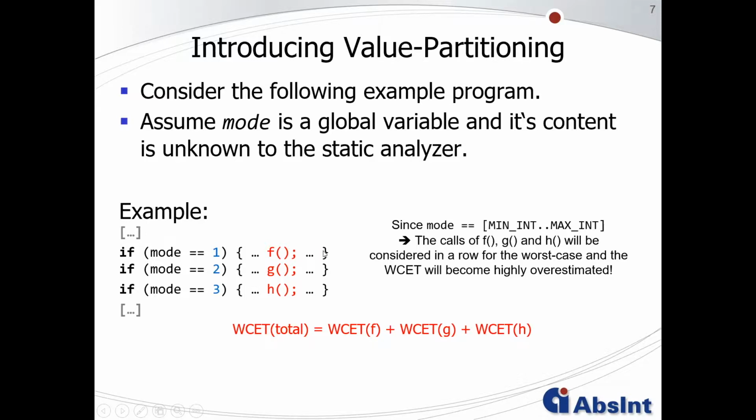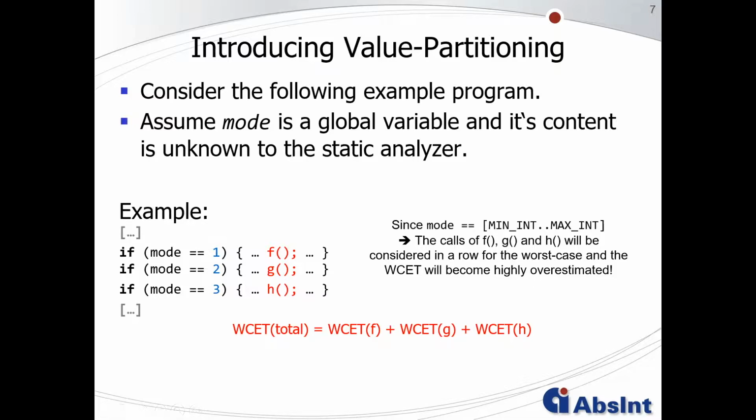the analyzer would consider the first if statement to be true, and would call the f function, the second one where mode equals 2, and will enter the g function, and the third one as well, where the mode variable equals the value 3, and we call the routine h. So that would mean that the WCAT in total for this small program would be equivalent to the summation of the WCAT for the routines f, g, and h, which is of course a highly overestimated WCAT.